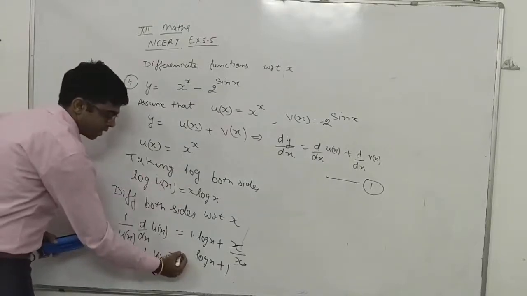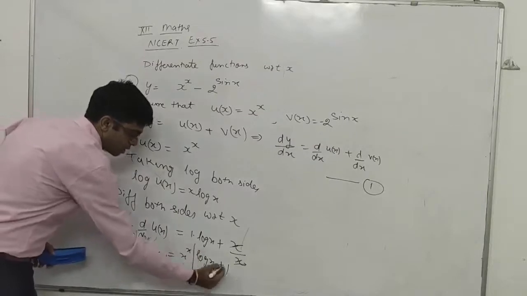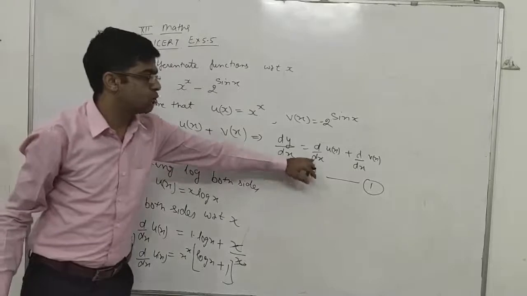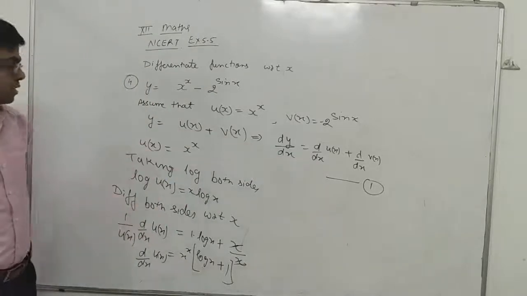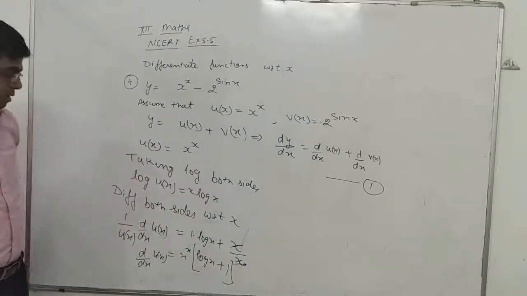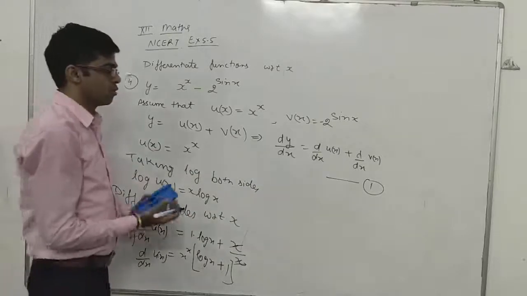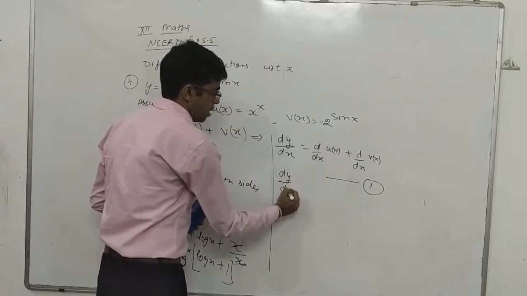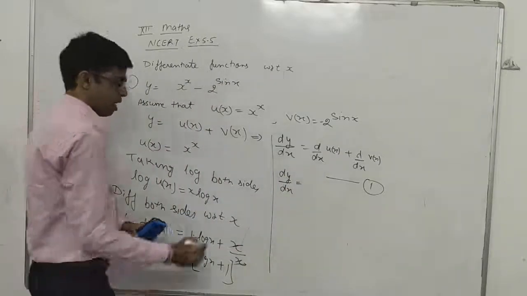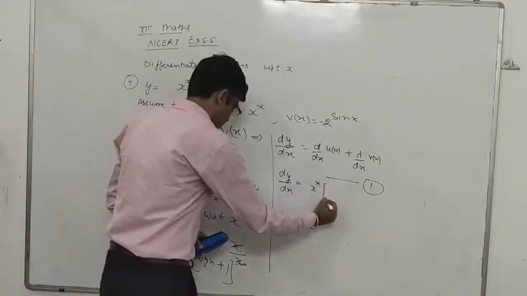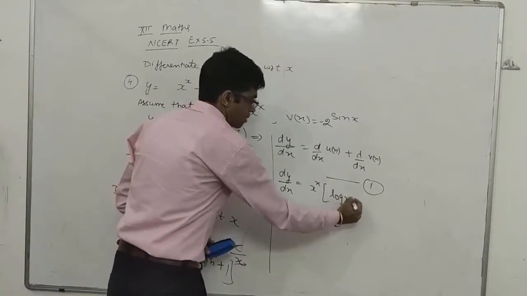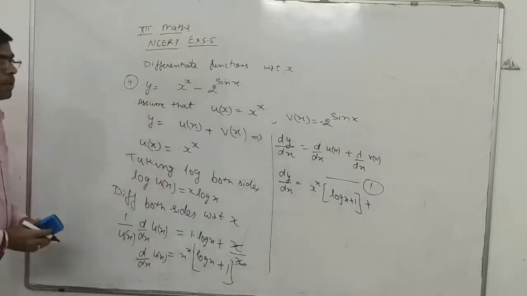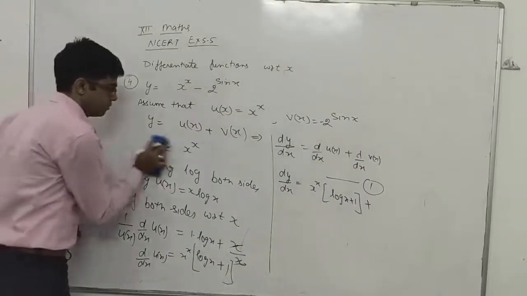What is u(x)? x raised to the power x. So this is the result we will use in our first relation. This value we will put in the first relation. So dy by dx is x raised to the power x times (log x plus 1). Now we have to find out dy/dx of v(x).